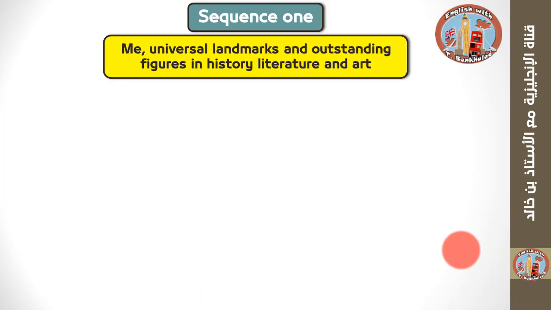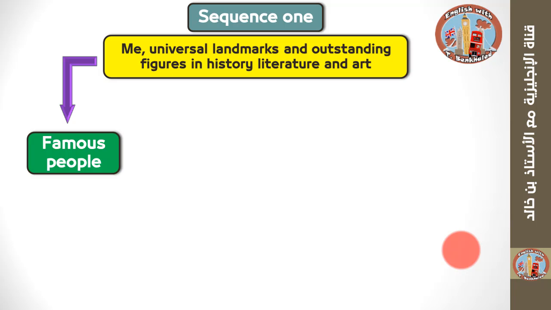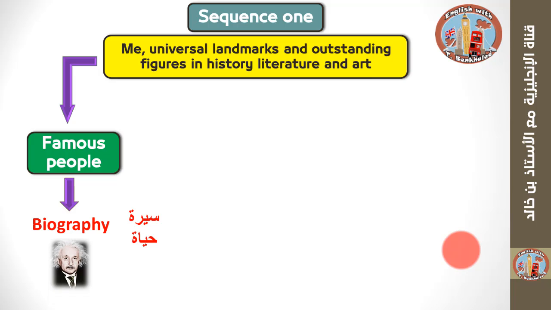في هذا المقطع, in this sequence, we are going to speak, سوف نتكلم عن ثلاث أشياء مهمة جدا يجب أن تتذكروها. We are going to speak about three important things. The first, famous people. We are going to speak about famous people. وكيف سوف نتكلم عن الشخصية المشهورة؟ سوف نقوم بقراءة وكتابة ما يسمى biography. What? Biography. What is biography? سيرة حياة.